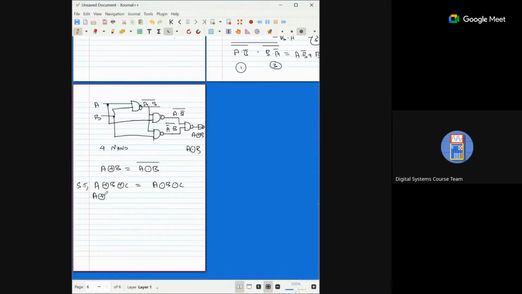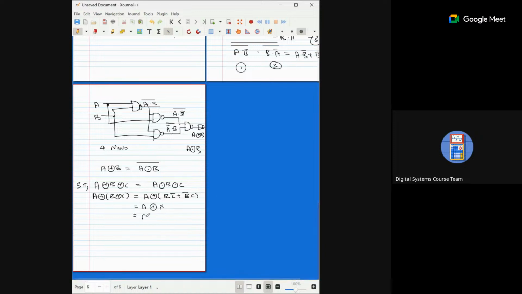So A XOR of B XOR C, can it be written like this using what law? Associative law, right? That is equal to A XOR of (B XOR C), which is B C bar plus B bar C. Is it okay? I'm just taking the left hand side, and now I will try to bring it to the right hand side. Let me label it as A XOR X, where X is equal to B C bar plus B bar C.